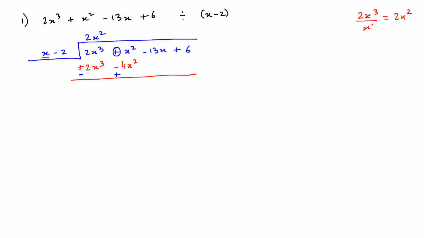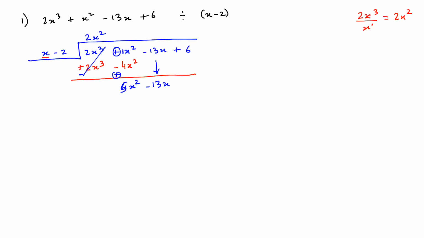Now we are going to use these signs. This will get cancelled. If there's no number here, there is a 1. So 1 plus 4 will be 5x squared. And bring the negative 13 down.